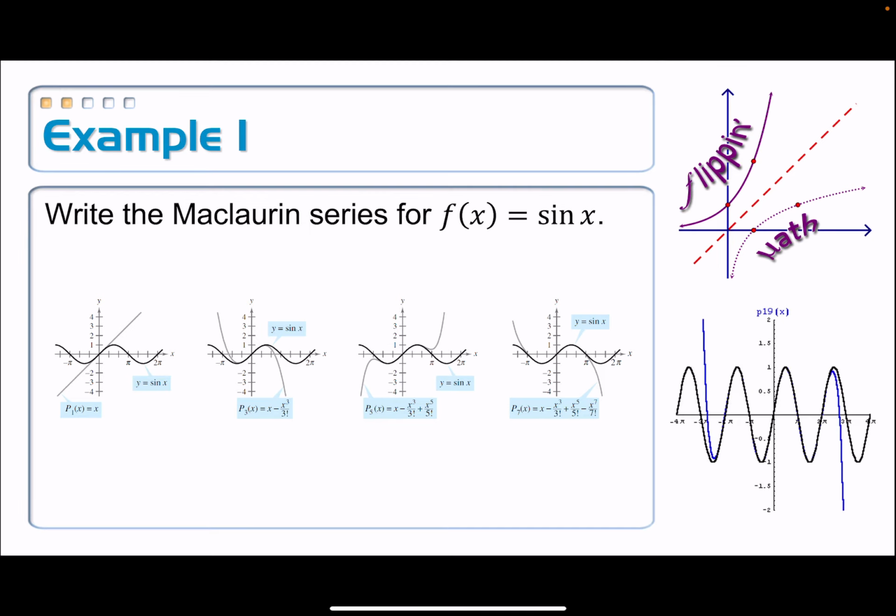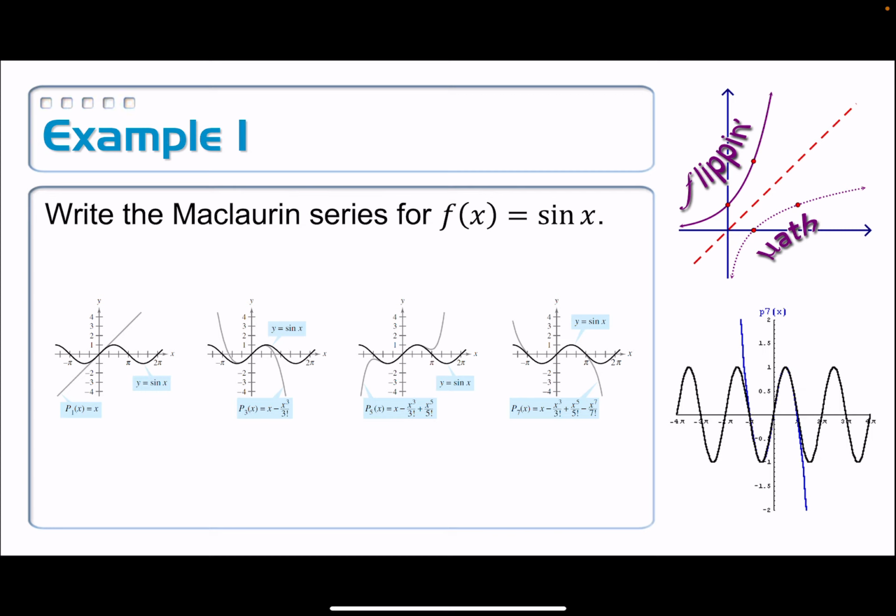Here's a little animation playing this thing out. Okay, so why start at the 19th one? Should have started at 0. All right, well, or 1, whatever. All right, so it's going to loop back around. Just give it a minute. Okay, there we go. So here's sine, and then here's our first degree, our third degree, fifth, and so on.